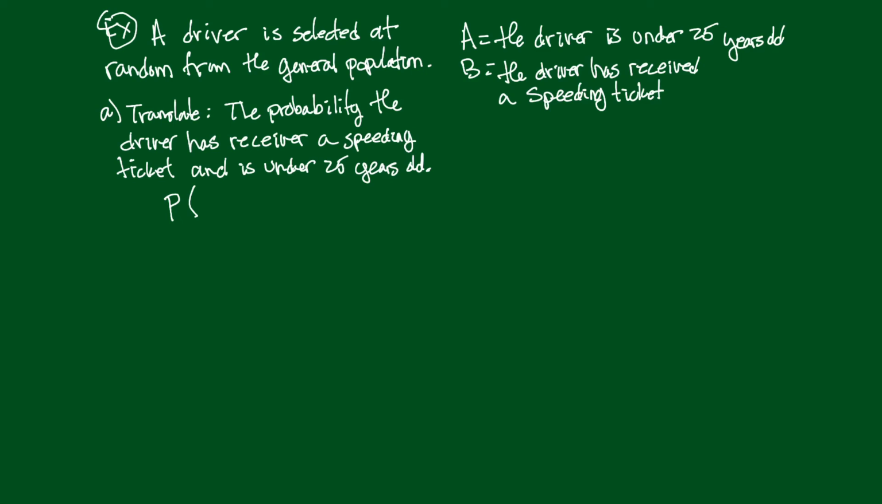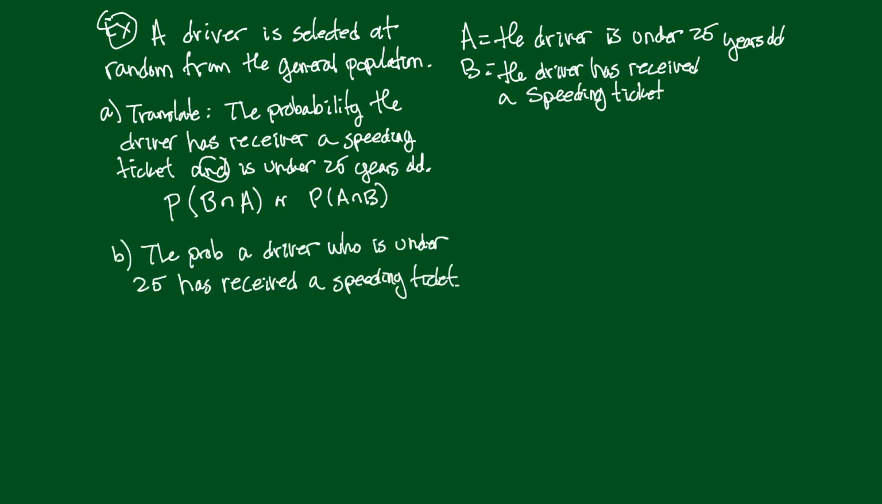So the probability the driver has received a speeding ticket, that's B, and is under 25 is that one. So we could write B and A, or if you like, it's the same as this, under 25 and received a speeding ticket. Either one's good.